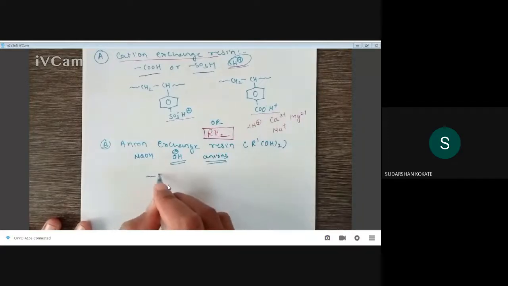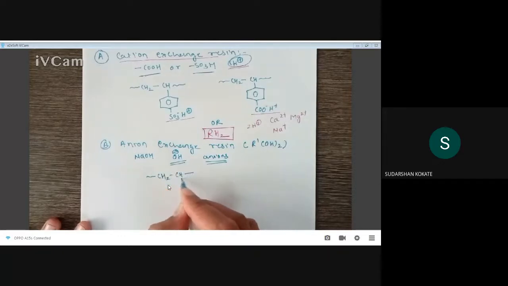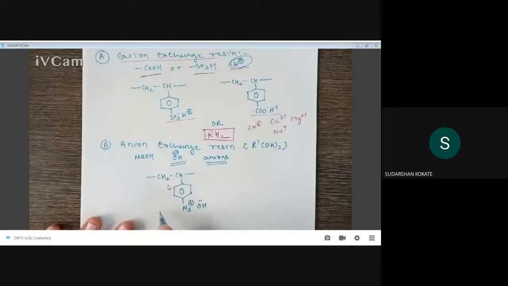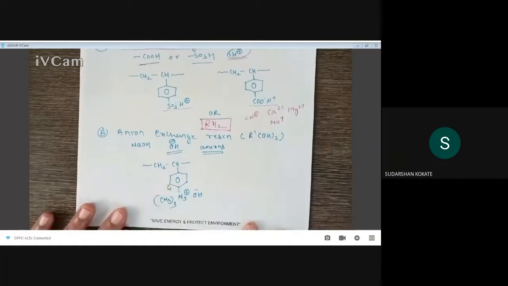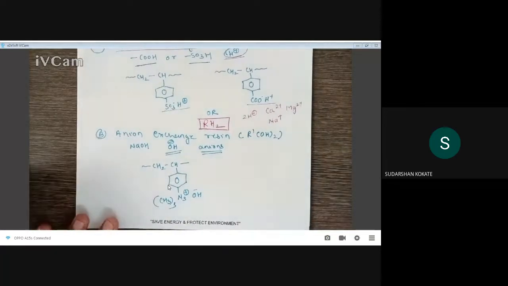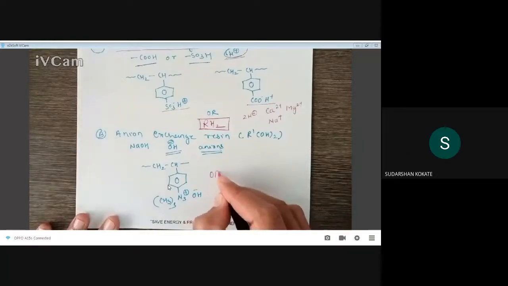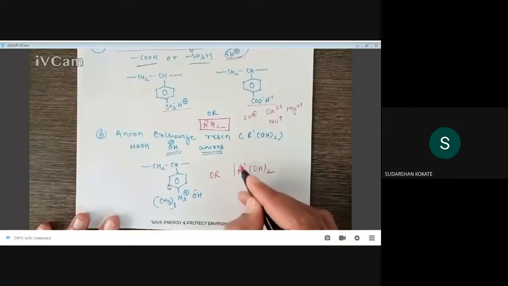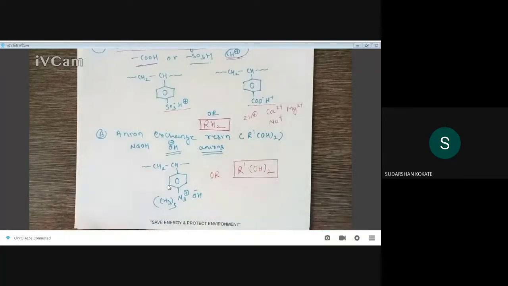See, this is the structure of quaternary ammonium group at para position, styrene divinyl benzene copolymer, and at para position quaternary ammonium group. This is N plus OH minus, this is CH3 thrice, right? So this is the structure of the anion exchange resin, or in short we can represent this structure like this: R dash (OH)2, right?